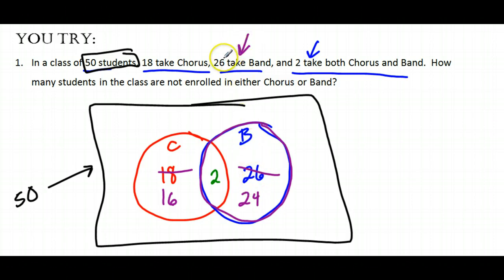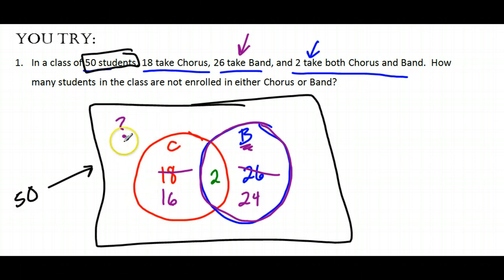And I don't mean that there's really like 24 people in band. What I mean by that is 24 people are only in band. They don't take chorus as well. 24 people in band only, 2 are in both, so those 2 are also in band. They both get counted towards the 26. Now I want to know how many students are not enrolled in either. So I want to know how many students are out here looking in.